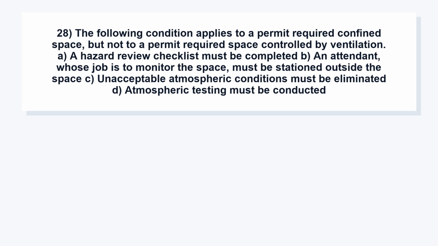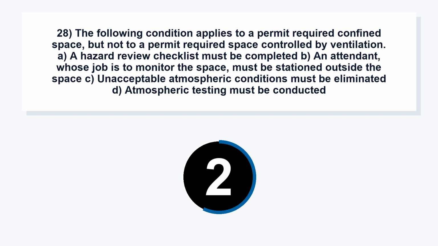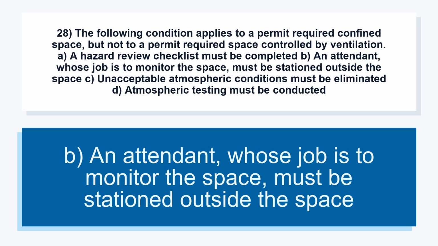28. The following condition applies to a permit required confined space, but not to a permit required space controlled by ventilation. A. A hazard review checklist must be completed. B. An attendant, whose job is to monitor the space, must be stationed outside the space. C. Unacceptable atmospheric conditions must be eliminated. D. Atmospheric testing must be conducted. B. An attendant, whose job is to monitor the space, must be stationed outside the space.